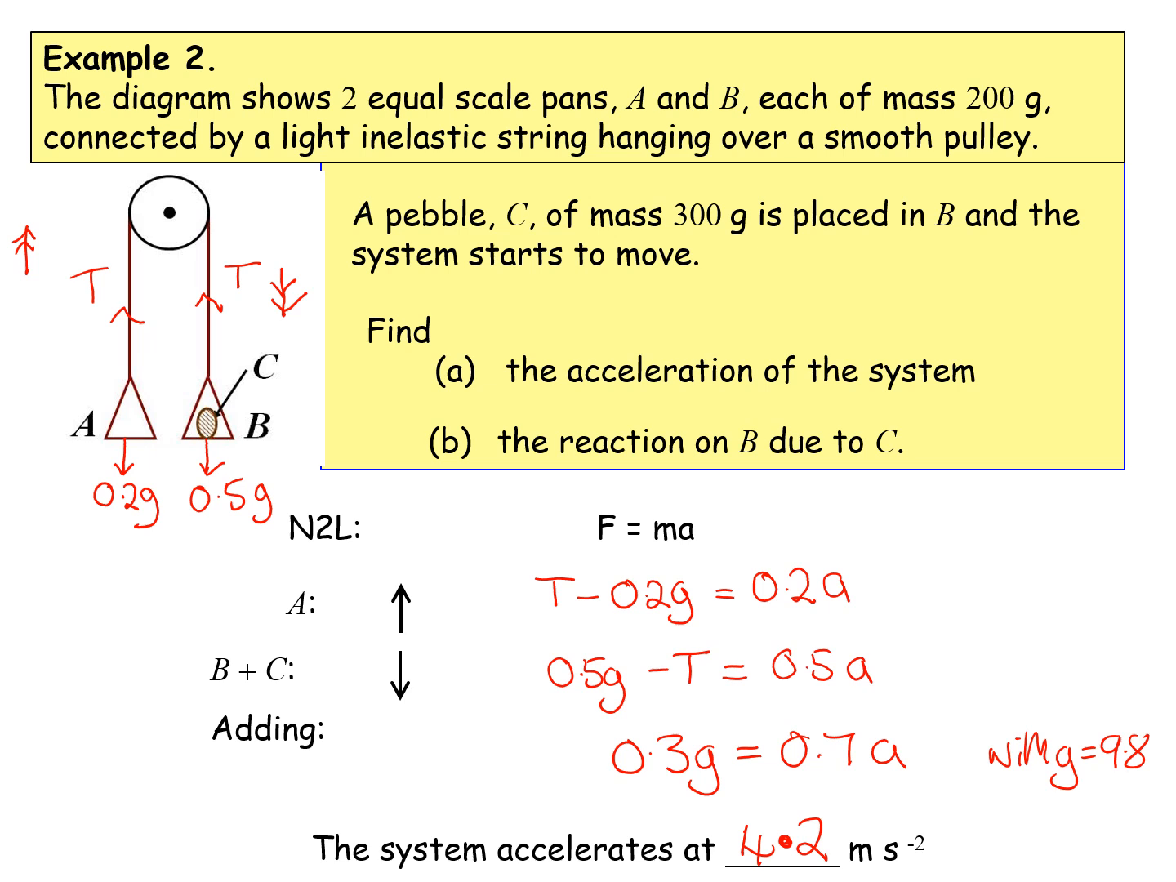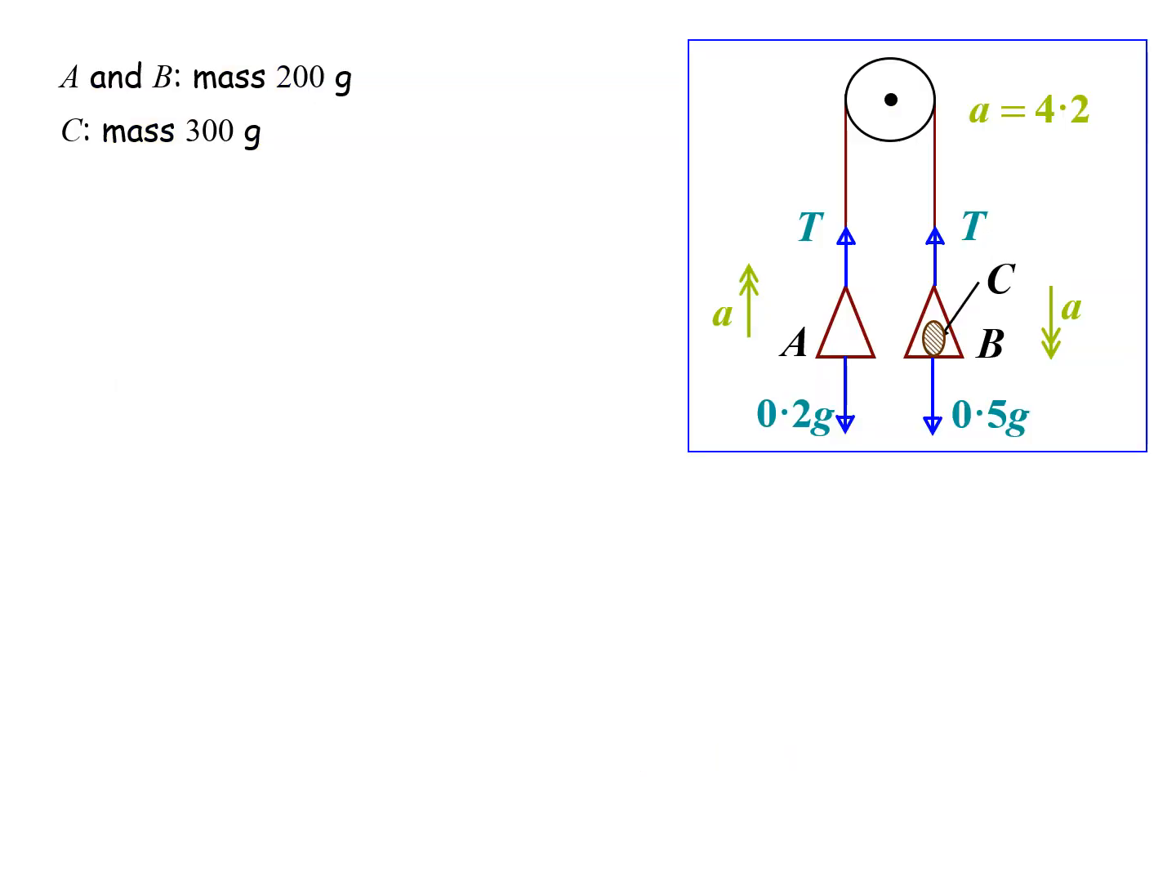Well, that solving equation should have worked for you. I don't know what's wrong with my machine. Must be something a bit dodgy. Oh, there was a part B. It said we've also got to find the reaction on B due to C.